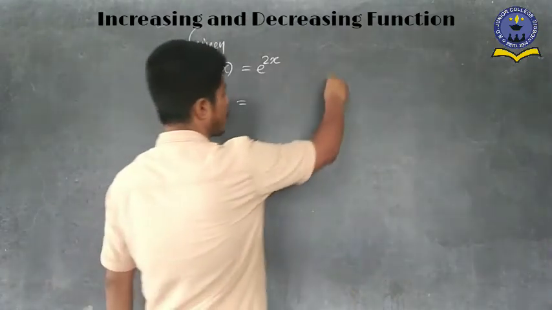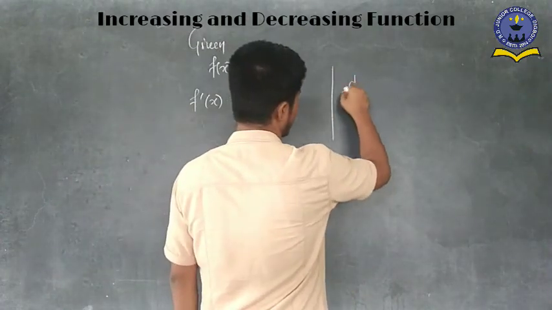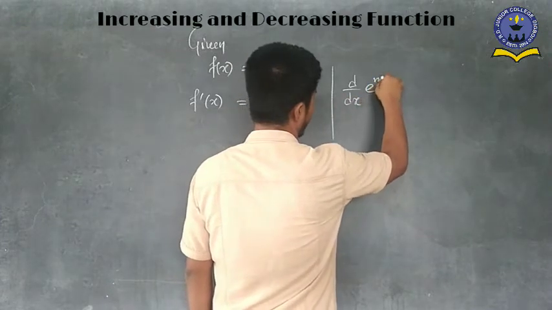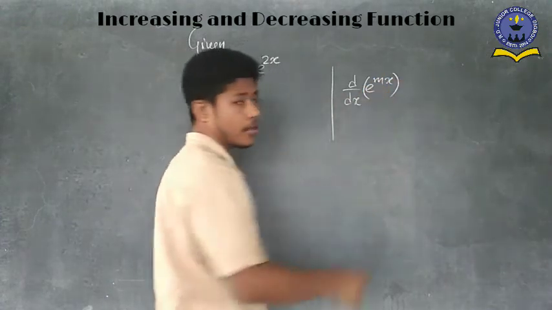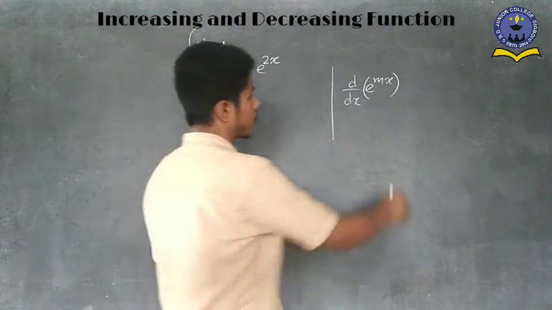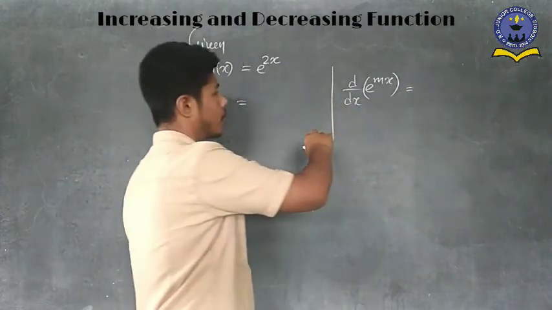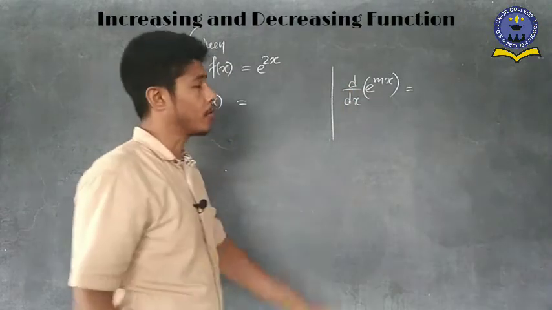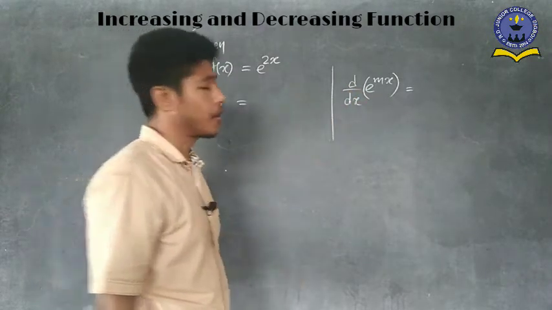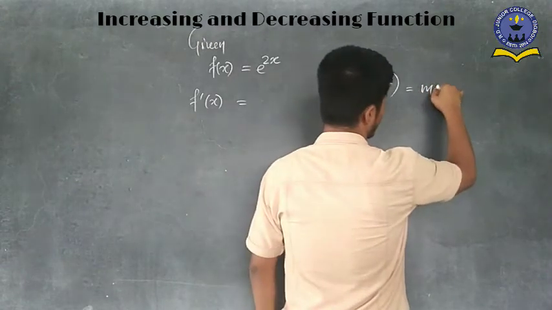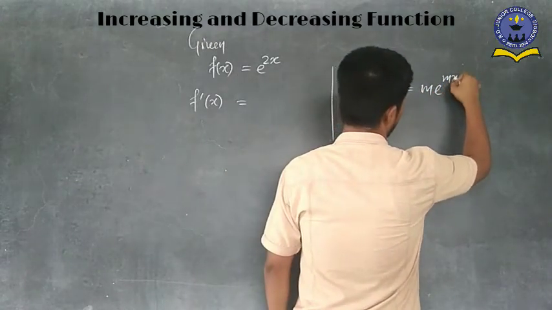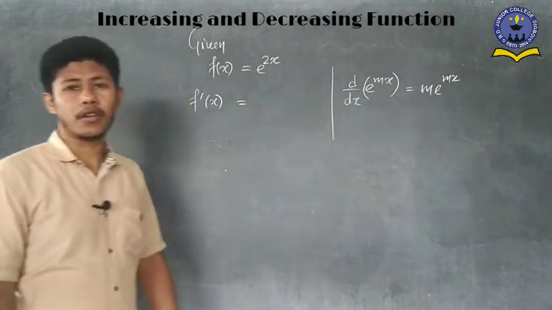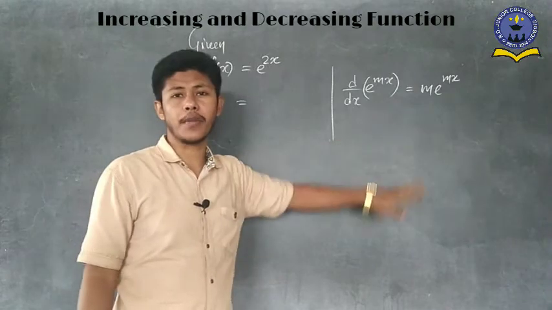It is of the form d/dx of e to the power mx. E means exponential, isn't it? There is a definite formula for this result: d/dx of e to the power mx gives m into e to the power mx, which we get in the derivative part, isn't it?